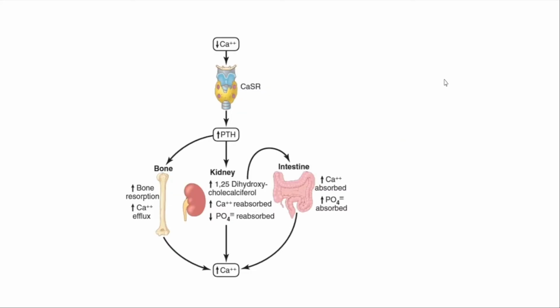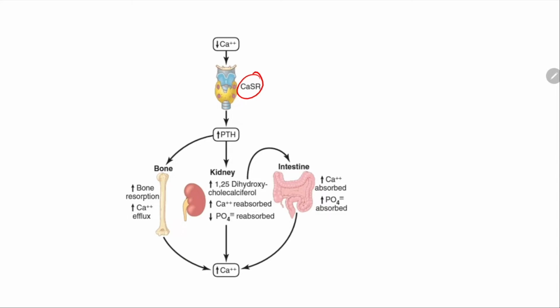This is a pictorial representation of how the feedback mechanism works. Like I told you, there is CASR, or the calcium receptor, and a decrease in the level of calcium will therefore cause an increase in parathyroid hormone secretion. This will cause an increase in bone resorption and an increase in calcium in the blood.